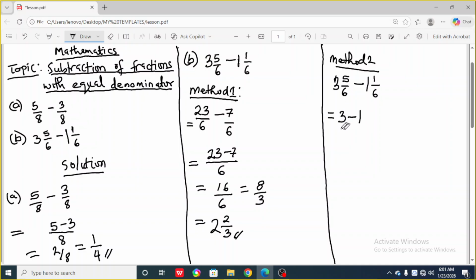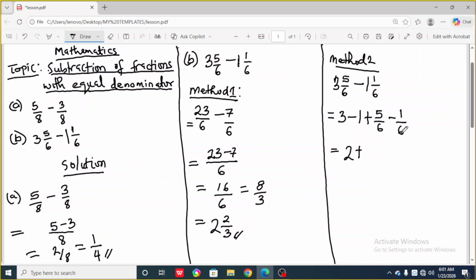And whenever you do that, either for addition or subtraction, when you collect the whole numbers together, you follow immediately with plus before you collect the fractions. So you have 5 over 6 minus 1 over 6. So we go further. Now 3 minus 1, that is 2. Then you put your plus.